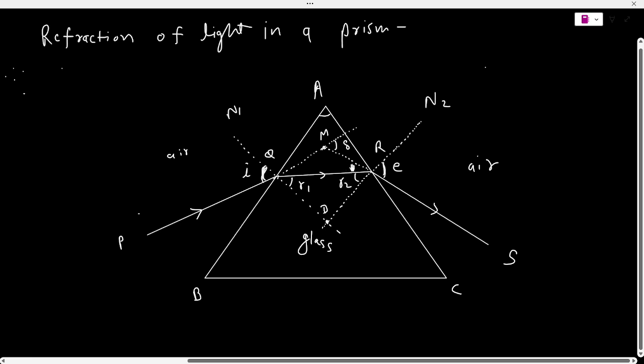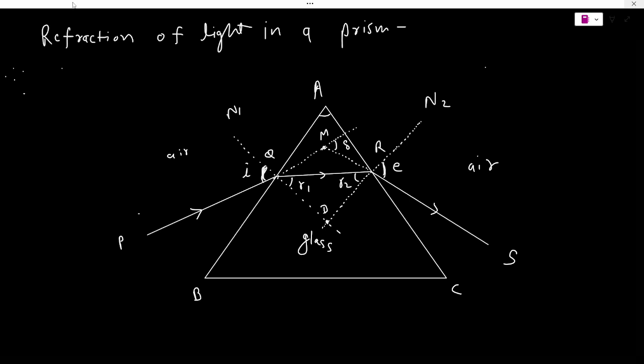Because the whole angle is I, the small angle is I minus R1. And this whole angle is E, therefore this small angle is E minus R2. Okay. So these things you have to keep in mind.